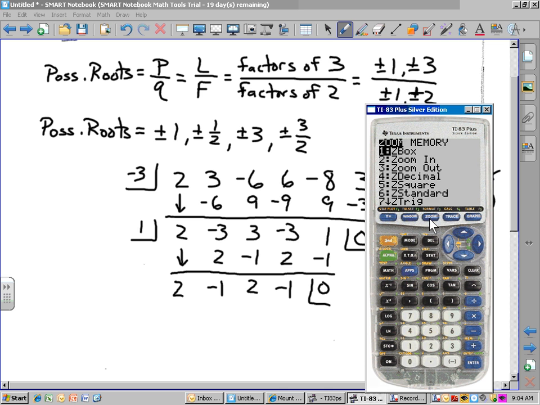I'm going to go ahead and zoom in, zoom in near the origin so I can see that third one. The third one's right here. Looks like to me about a half. We have a half as a possibility, so let's try that.